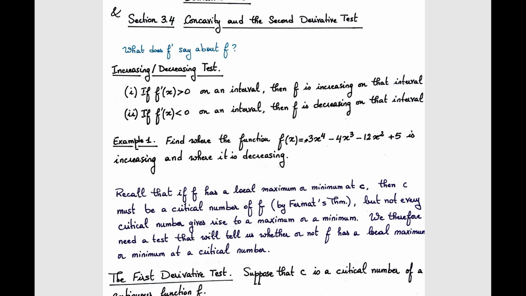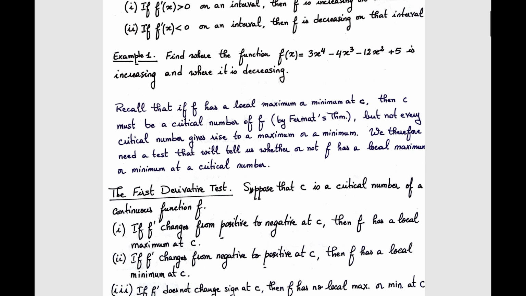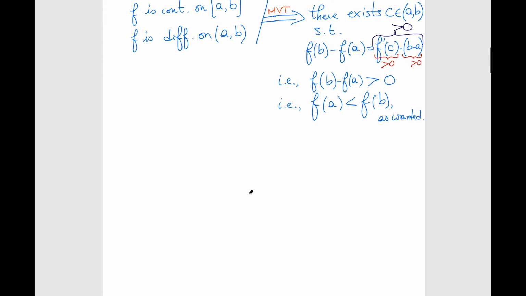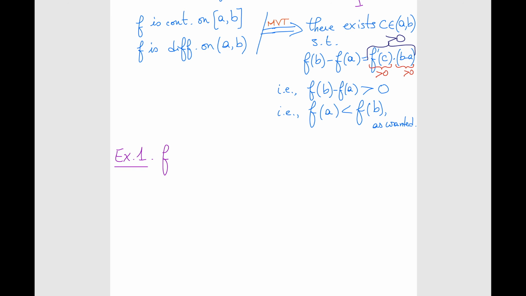Find where the function f of x equals 3x to the power 4 minus 4x cubed minus 12x squared plus 5 is an increasing function, and where it's a decreasing function. Okay, so find where this function is increasing and where it is decreasing. So this is example 1. We want to show where this function f of x, which is 3x^4 minus 4x cubed minus 12x squared plus 5, is increasing and where it is decreasing, right?